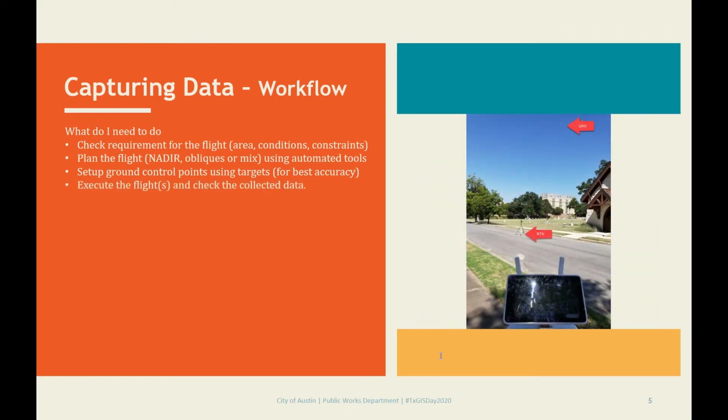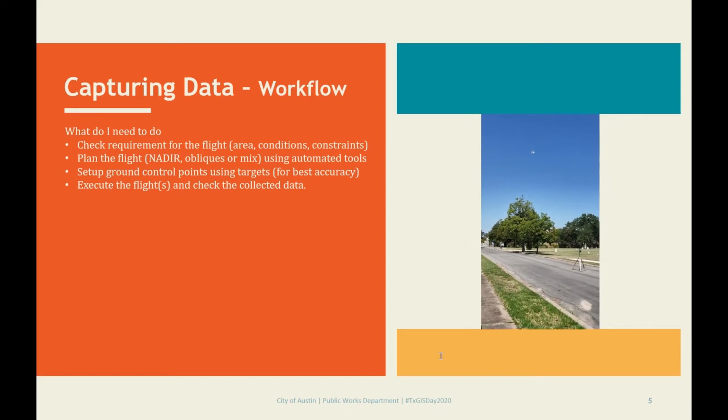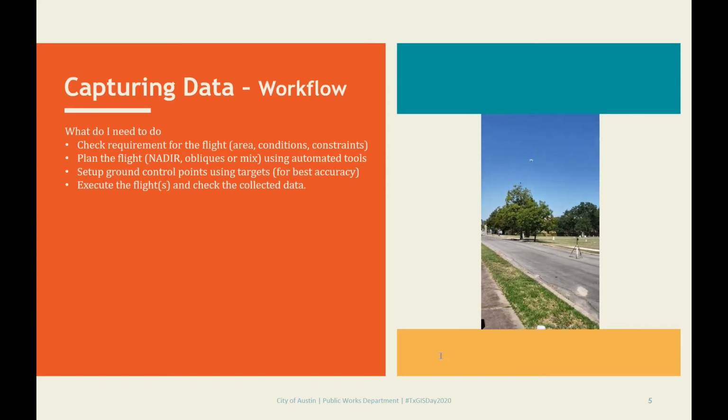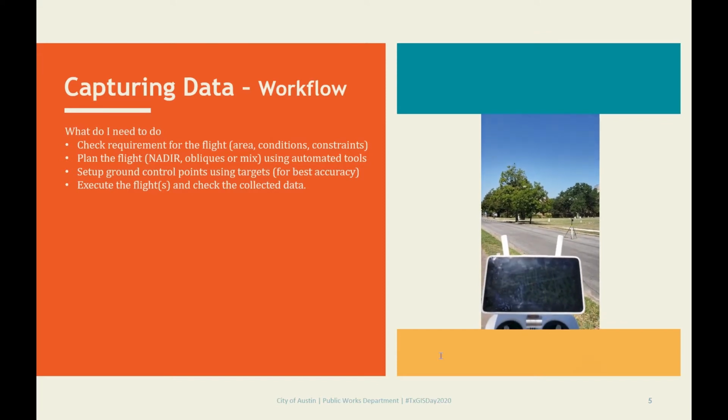And the last step is to execute the flight and check the collected data. As you see from the image, I have an RTK station there, and the UAV is up in the sky, and the flight is executed. Once it's finalized, the drone, using the automated tools, returns back to home. And we can see it coming back home once it finalized the flight.